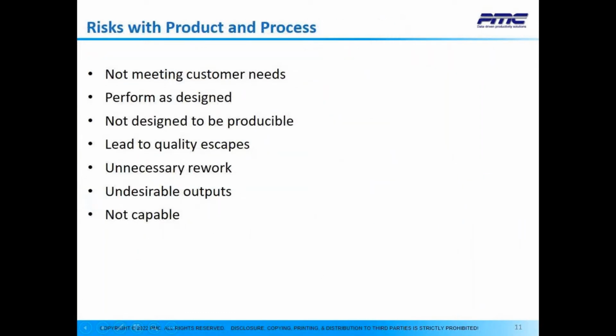What are some risks with product and processes? Product does not meet customer needs. Product does not perform as designed. Product is not designed to be producible. Measurement errors lead to quality escapes. Overly restrictive tolerances lead to unnecessary rework. And excessive process variation leads to undesirable outputs. And finally, the process is not capable of producing quality products at rate. So these are all potential risks with products and processes.